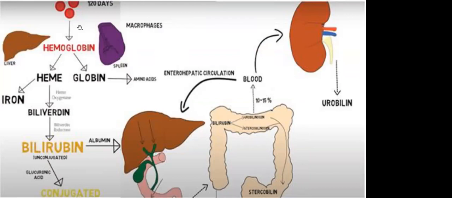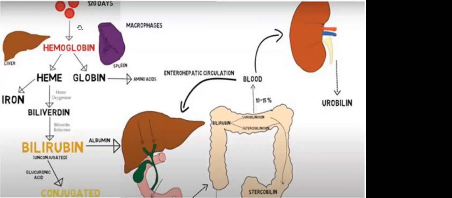The biliverdin then will be converted into bilirubin by biliverdin reductase, and it is now in the form of unconjugated bilirubin, which is insoluble. This unconjugated bilirubin needs albumin in order to be transported to the liver. In the liver, the bilirubin will then be conjugated with glucuronic acid by the enzyme glucuronyl transferase, and it is now in a water-soluble form.